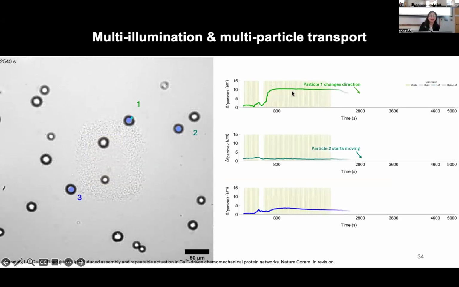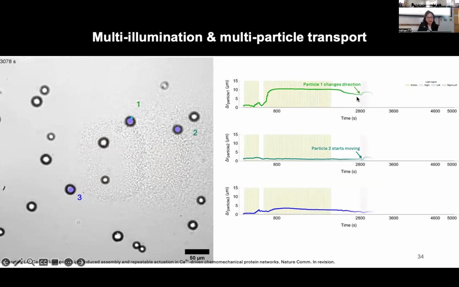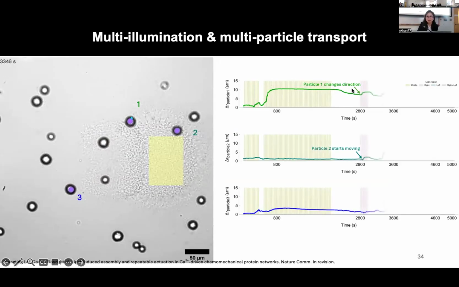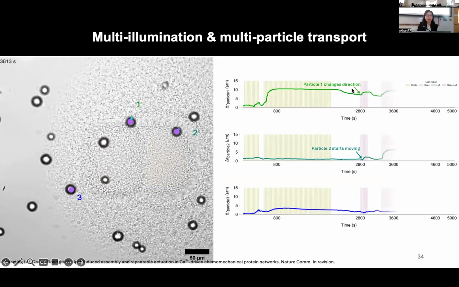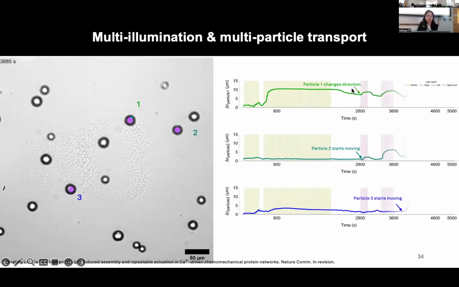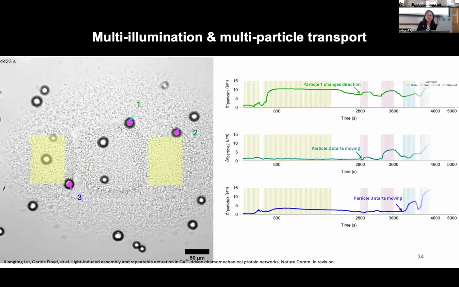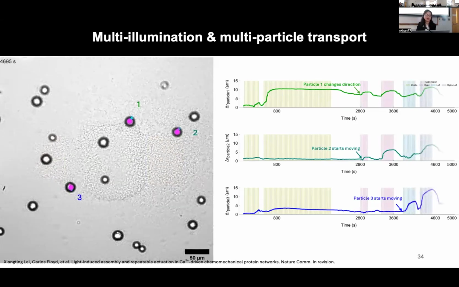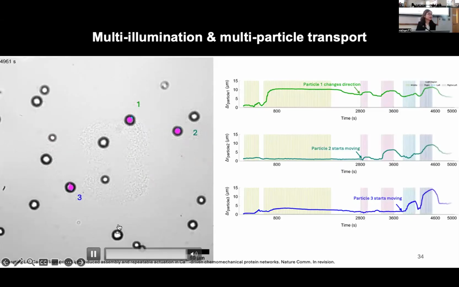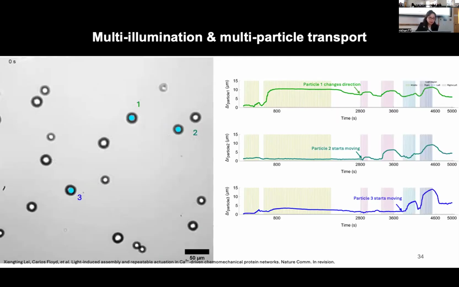And what you can see is that particle one starts moving. And if I give another pattern, particle one actually changes direction. And then I can also give different signals, triggering different particles at different times as well. Please allow me to play this video one more time, because I think this is a great example to show you what this system can do. So let me play it one more time.